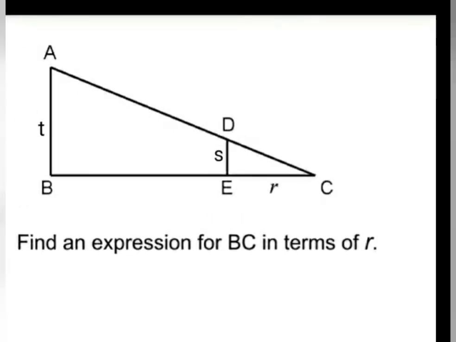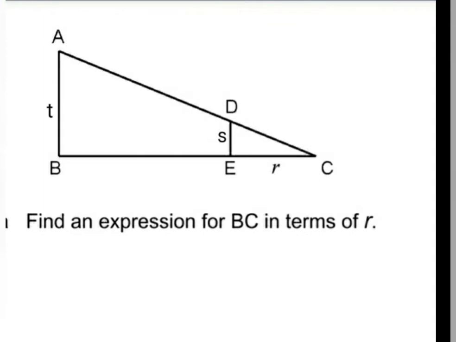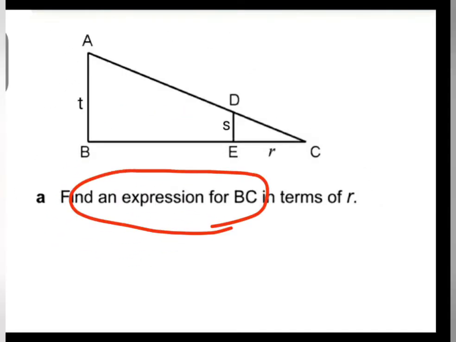Now, the question here says, find an expression for BC in terms of R. Before we start answering the question, we need to understand the meaning of some words. First thing, an expression for BC means what? It means BC equals. It means make BC the subject of the equation. So an expression for BC means BC equals.